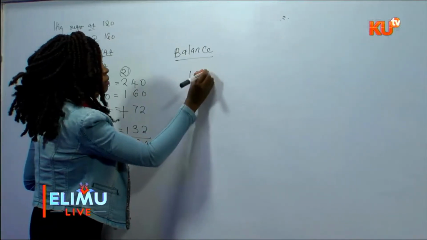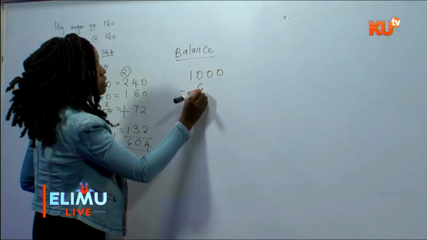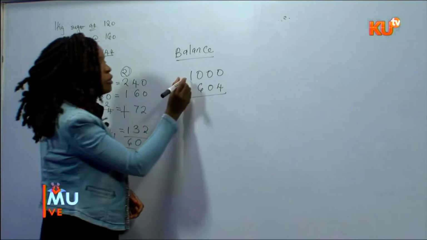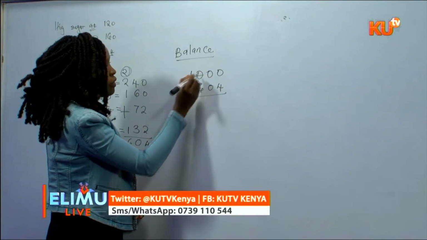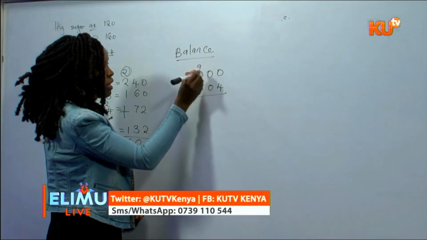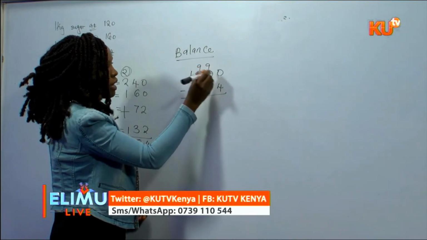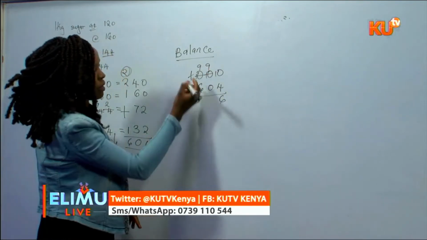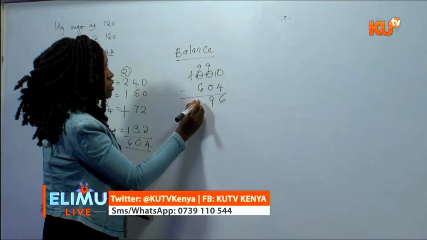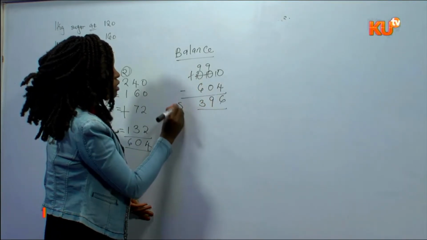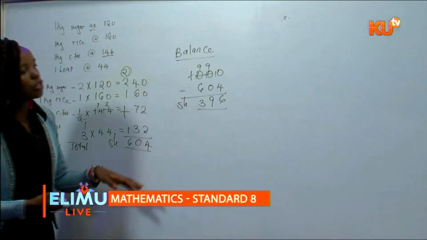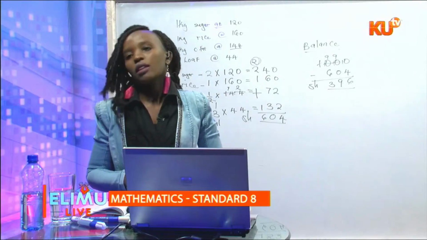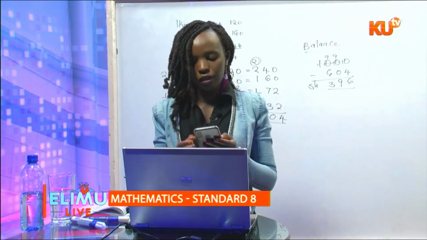That is 1,000 minus 604 shillings. We borrow from this one, 10, we borrow again from here, we get 9. We borrow again, we remain with 9. I bring 1, now I have 10. 10 minus 4, I get 6. 9 minus 0 is 9. Then 9 minus 6 is 3. So the balance that she received was 396 shillings. And that was the answer for that year.